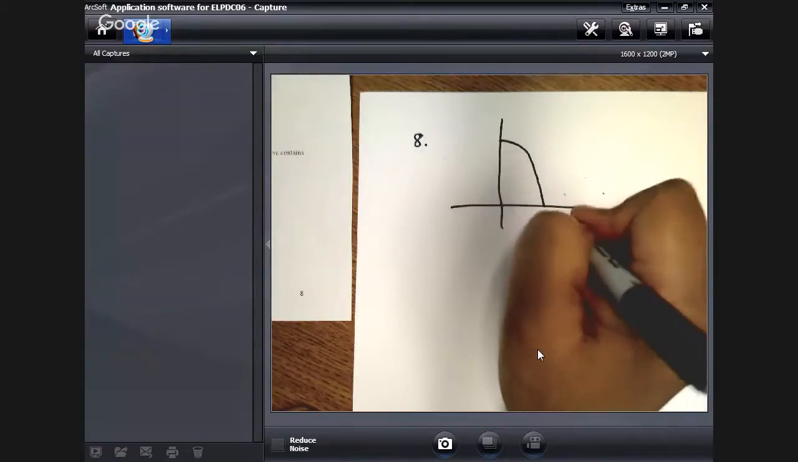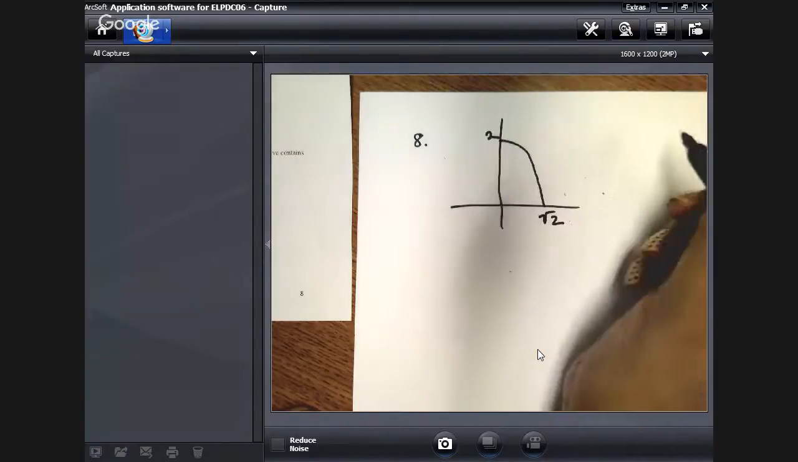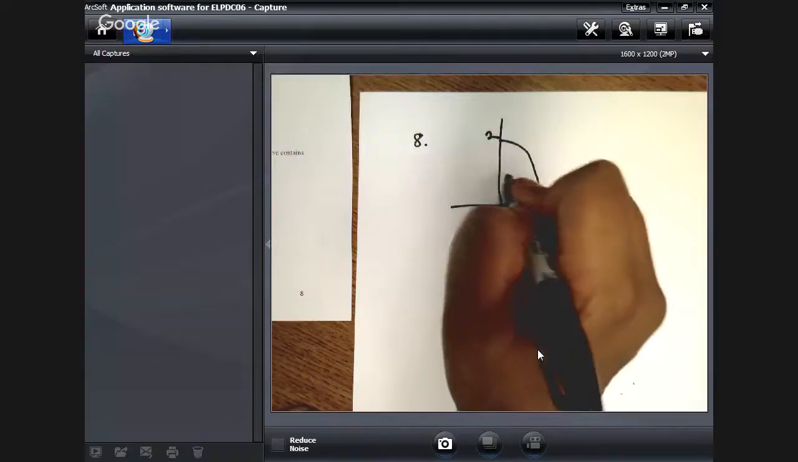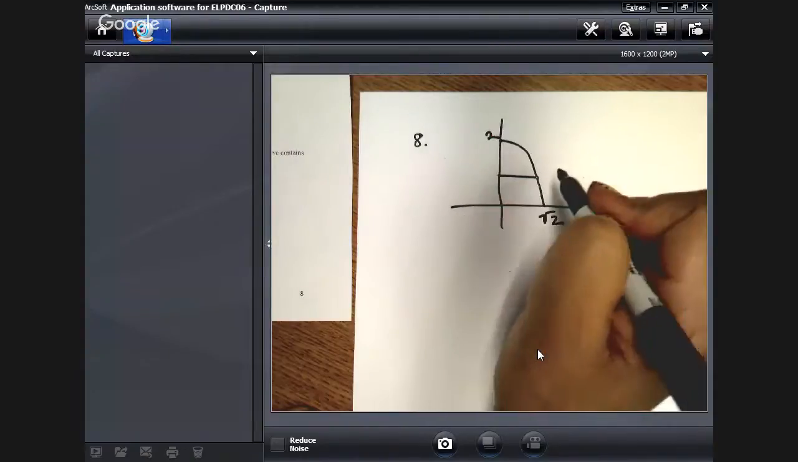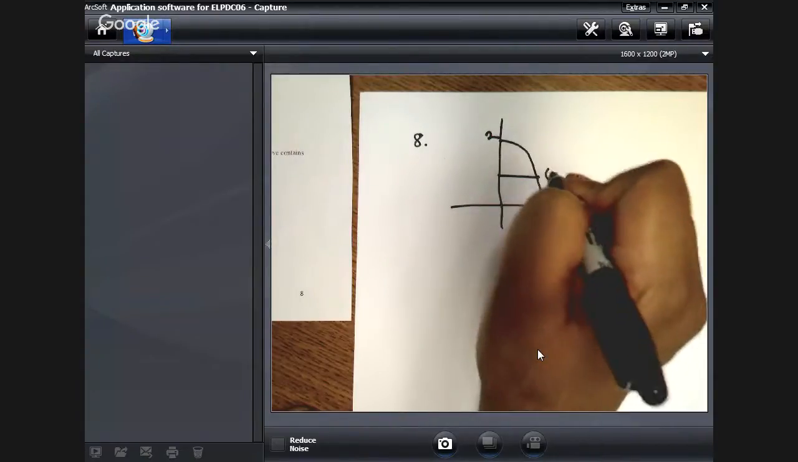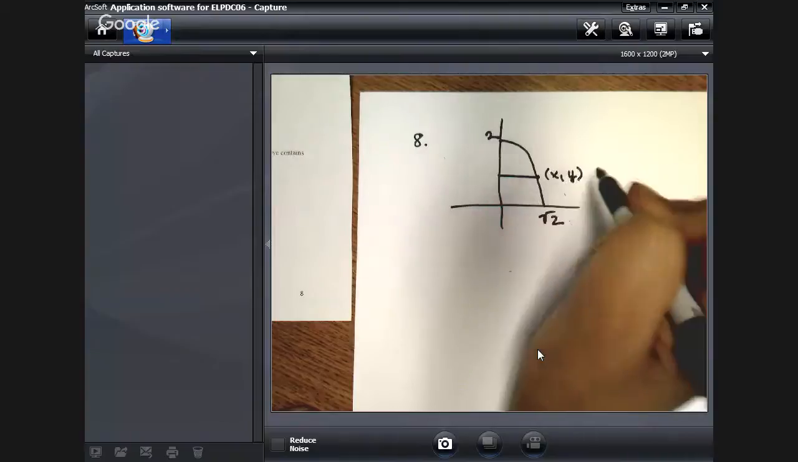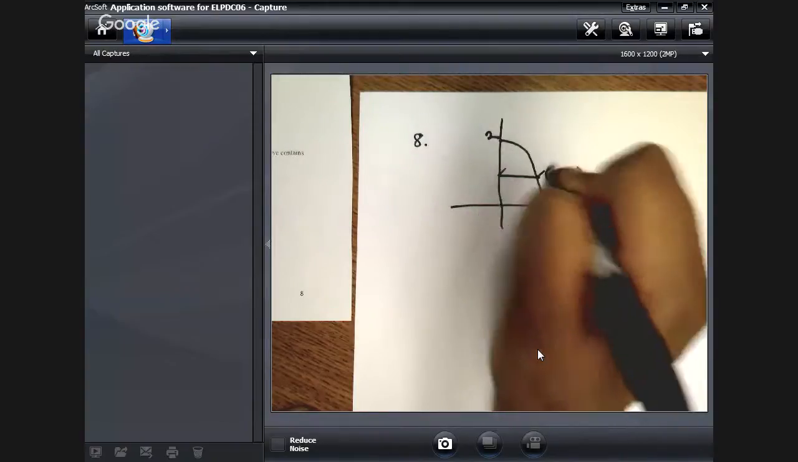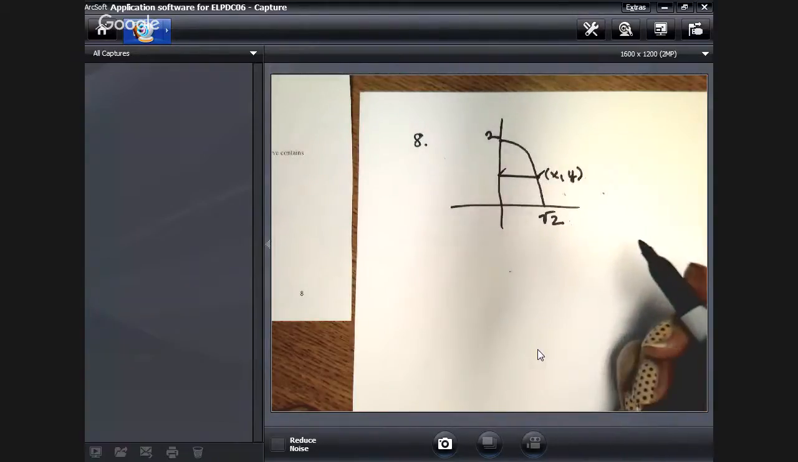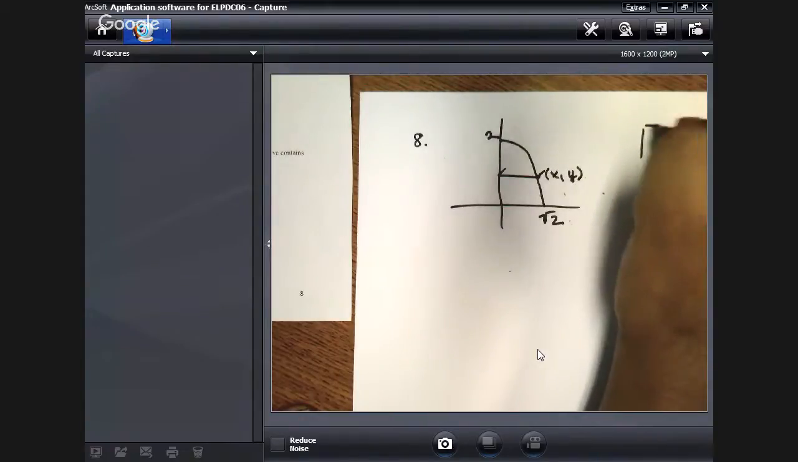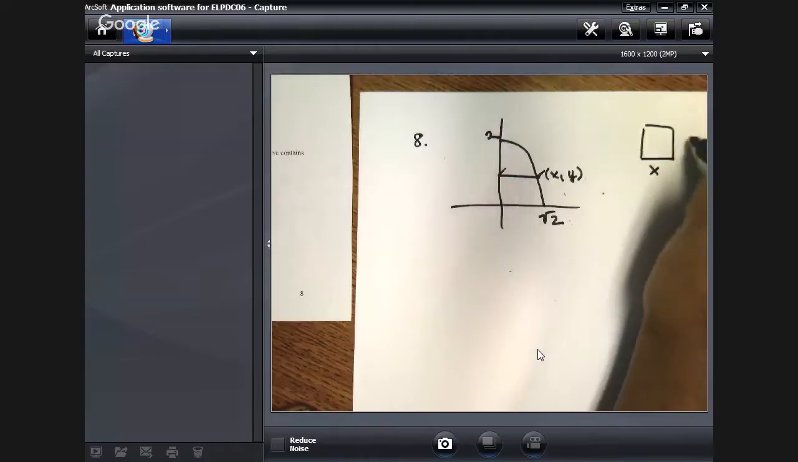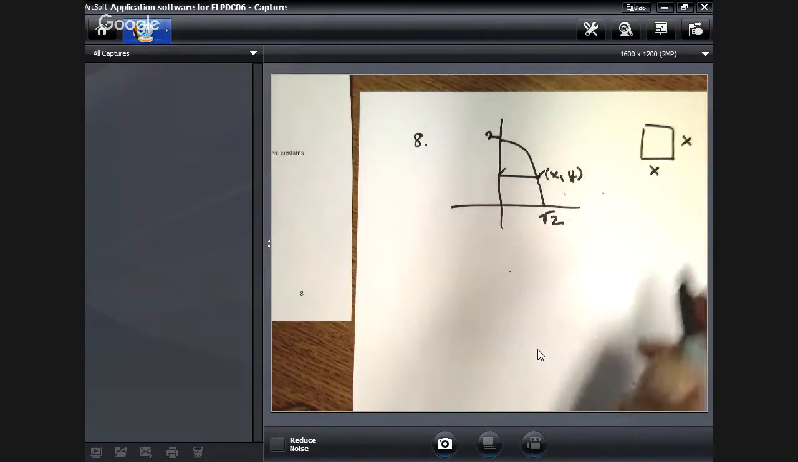This is the square root of 2, and that's 2. And cross sections are perpendicular to the y-axis. So this is the point x, y. And the squares are coming out of the paper like this. And I want the volume of the solid. So the squares have sides of length x.